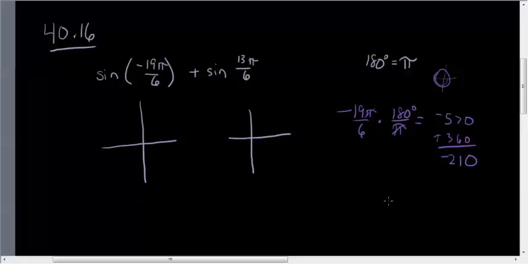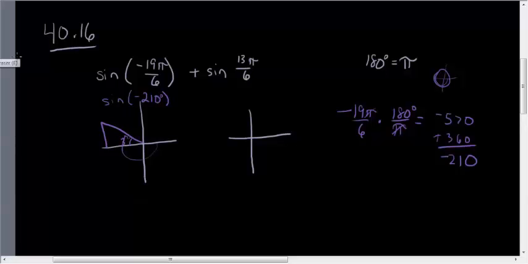So negative 210 degrees. Well, here's negative 90, negative 180, so negative 210 is right here. This is the sine of negative 210 degrees. That makes this angle 30.